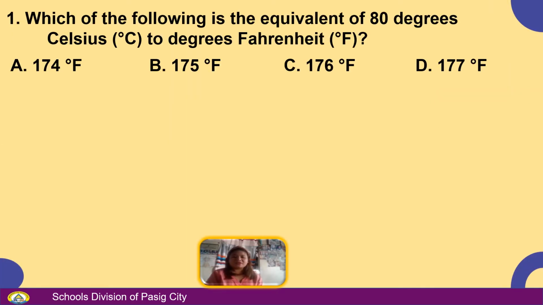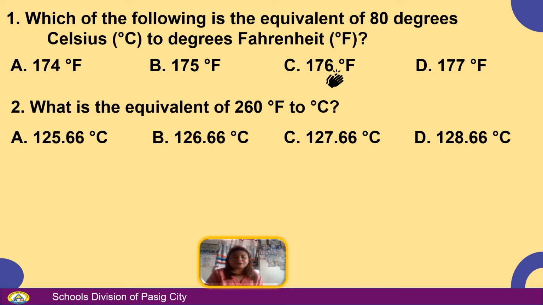Which of the following is the equivalent of 80 degrees Celsius to degrees Fahrenheit? A. 174 degrees Fahrenheit. B. 175 degrees Fahrenheit. C. 176 degrees Fahrenheit. And D. 177 degrees Fahrenheit. C. 176 degrees Fahrenheit.